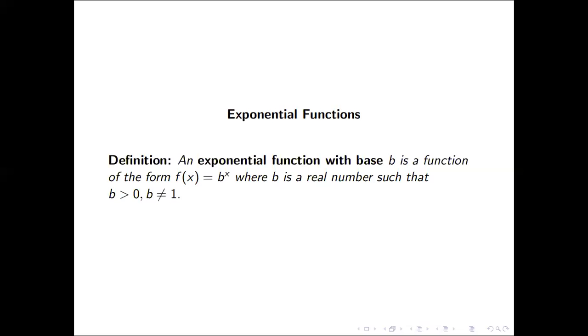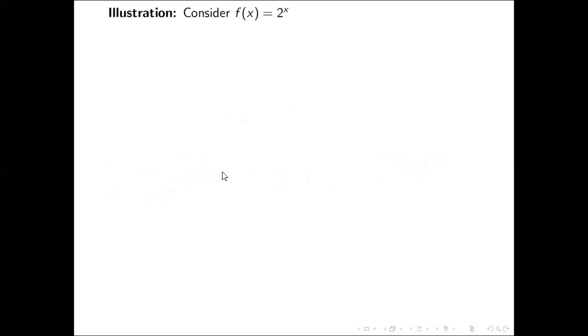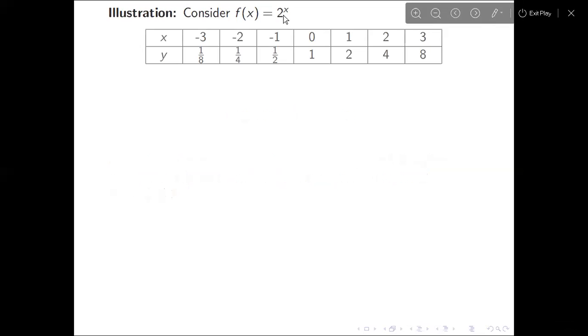Let's have an example where we sketch the graph of an exponential function. So this is an exponential function to the base 2. F of x equals 2 to the x. Now, to sketch the graph of an exponential function, the best way to go would be to use point-by-point plotting. So I have made the table here. Values of x, the independent variable, range from -3 to 3. And so we have the corresponding y values there.